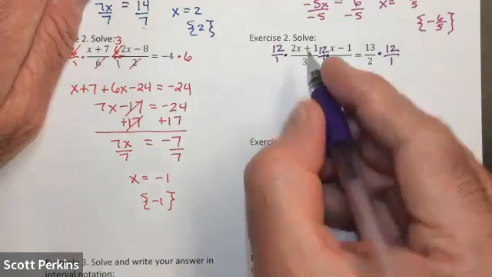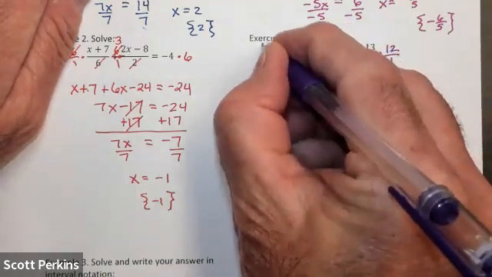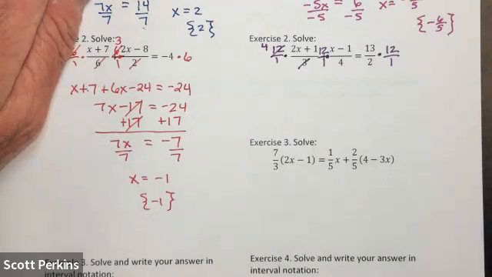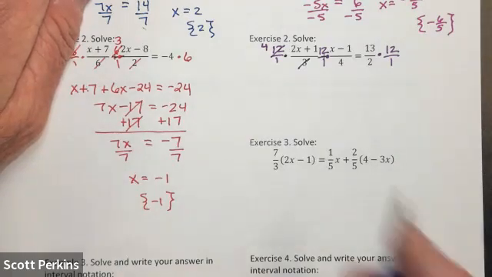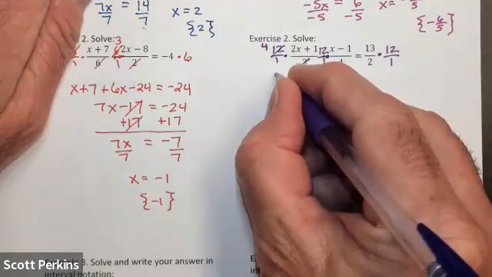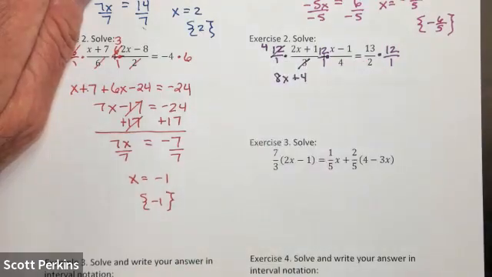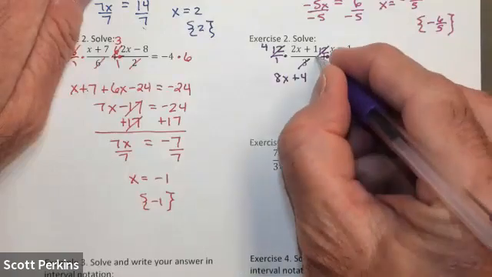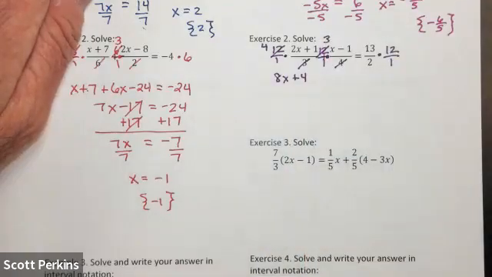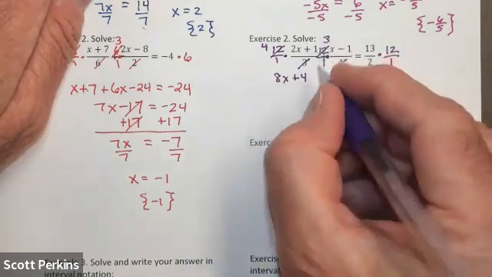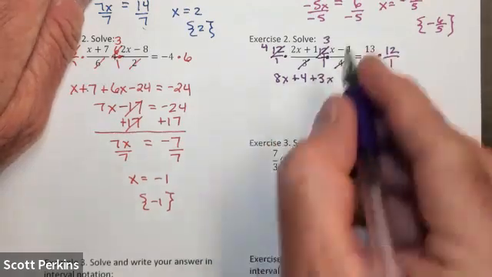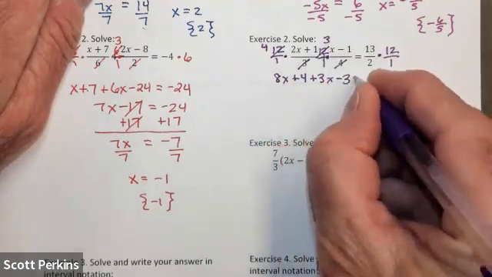So this first fraction, 3 goes into 12 and leaves 4. So notice I don't have any more denominator. That's always my goal. So 4 times 2x is 8x. 4 times 1 is 4. The next one, 4 goes into 12 and leaves 3. Again, no denominator. 3 times x is 3x. 3 times negative 1 is negative 3.